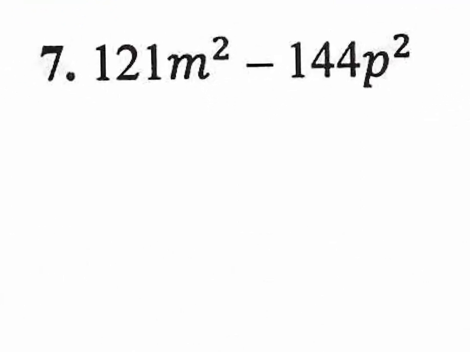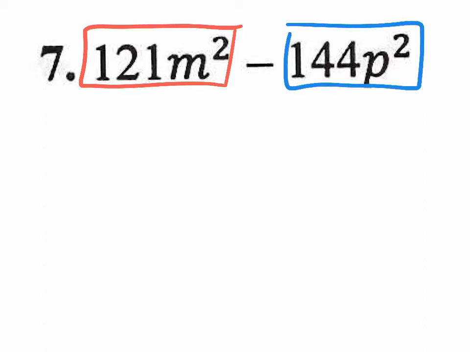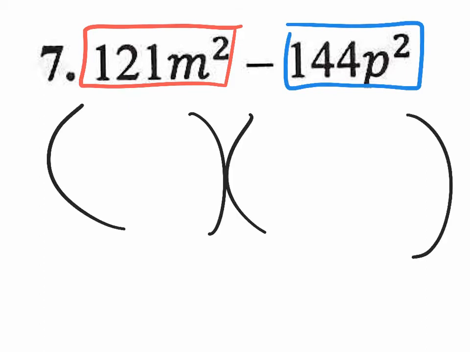Do we have a perfect square term in the front? Yes. Do we have a perfect square term in the back? Yes. Answer format. What is the square root of 121m squared?